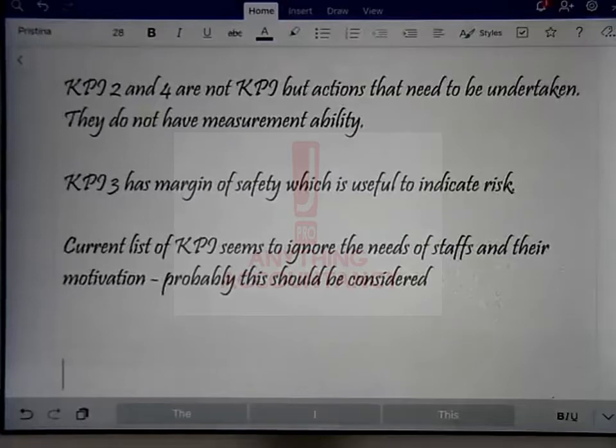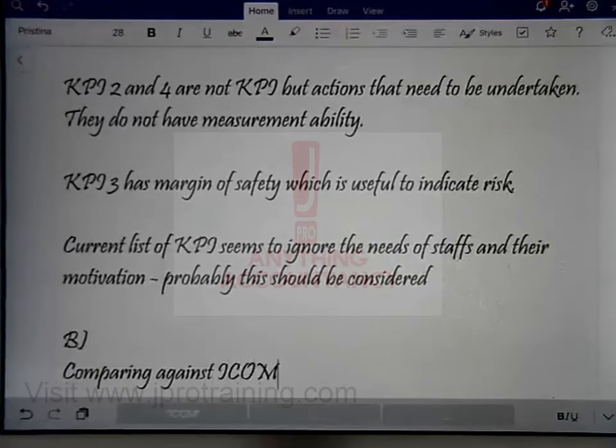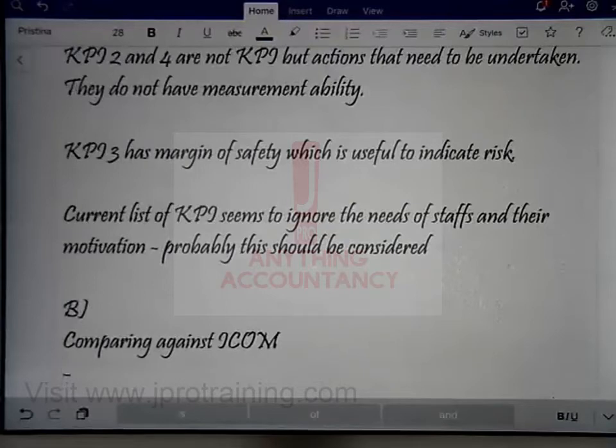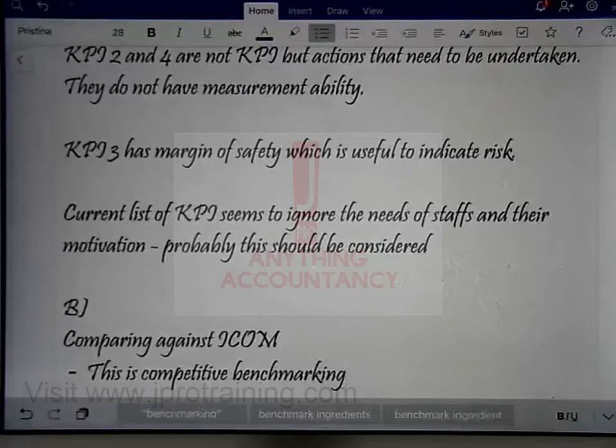Follow on this one? Any questions there? Clear? The next one is part B. This is competitive benchmarking.